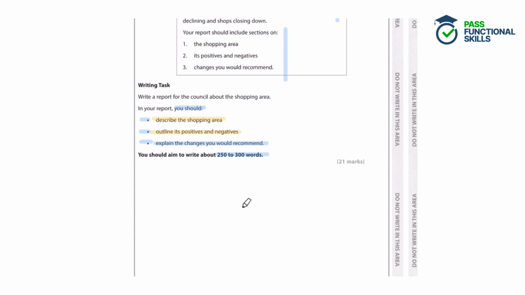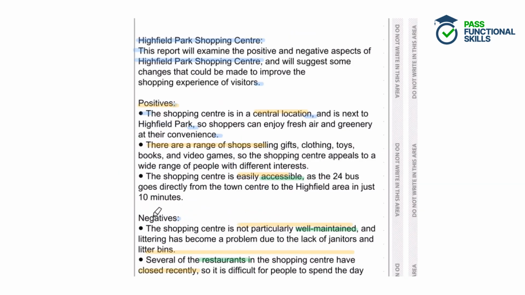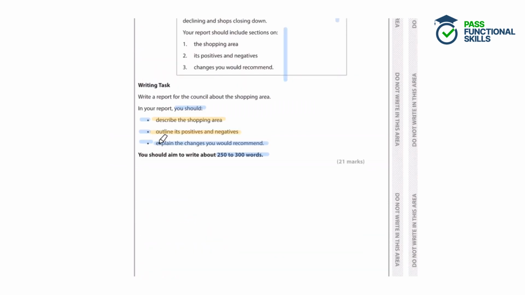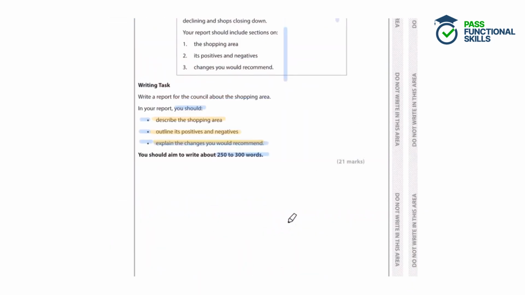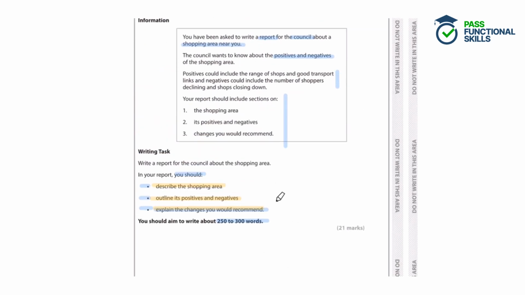We've outlined positives and negatives, really effectively using these subheadings. And we've got an explanation of the changes that would be recommended using this final subheading here. And these are not just stated but also explained. So they haven't just said that the centre should apply for government funding, they've also explained that this will help shoppers have a positive experience and keep the high street shops running. So that's an explanation there. So overall, we're using relevant details based on the question.